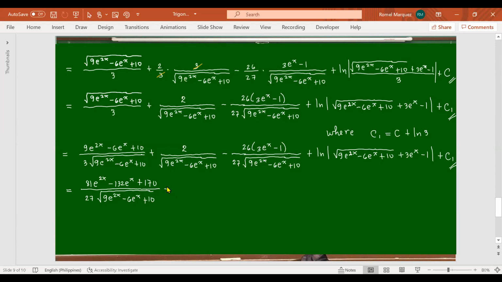Then plus this thing, ln of square root of 9 e to the 2x minus 6 e to the x plus 10 plus 3 e to the x minus 1, absolute value, plus c sub 1. So that's it. Okay?